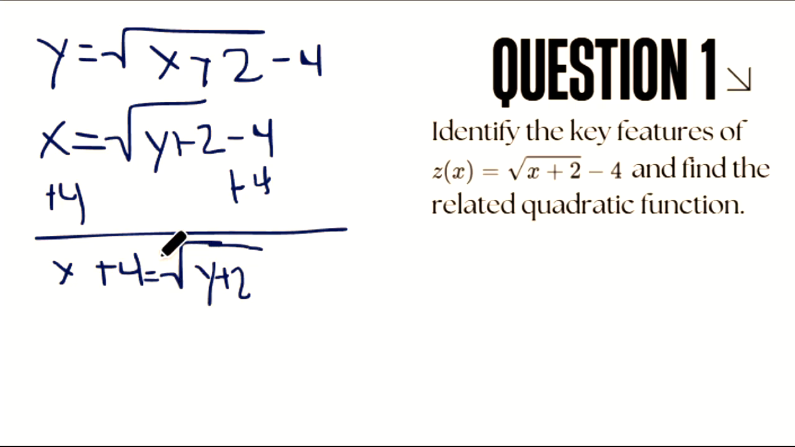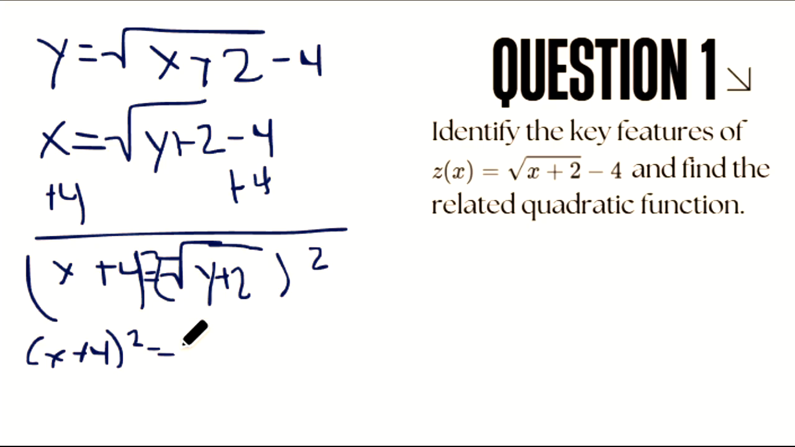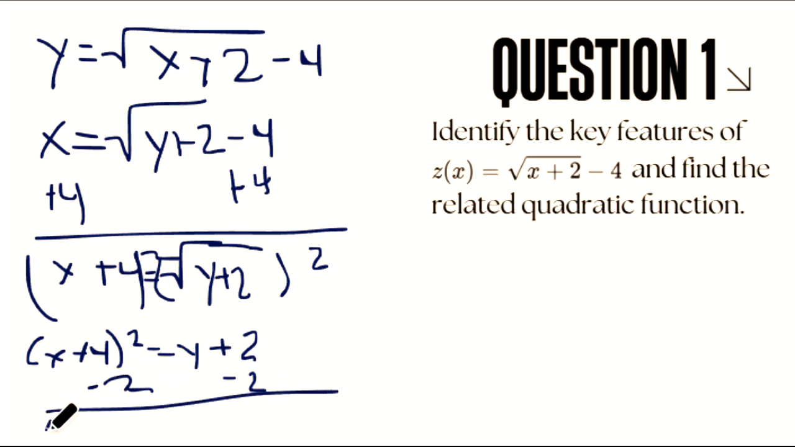And we're going to get rid of the square root by squaring both sides. Chonk, chonk, chonk. Okay, don't distribute this. We're going to keep it. X plus 4 squared is equal to y plus 2. Let's get rid of this 2. And that's going to leave us with x plus 4 squared is equal to y.